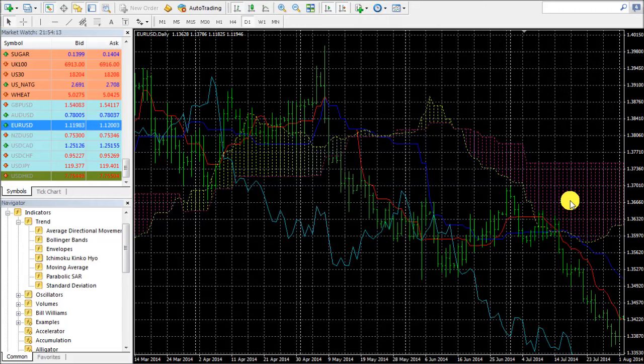Finally, the light blue lagging span line can be used as a buy or sell indicator. If it crosses the price in the bottom up direction, that is a buy signal, whereas if the line crosses the price from the top down, that is a sell signal.